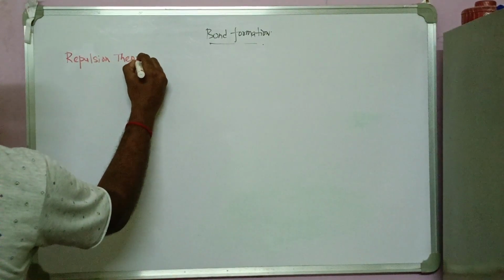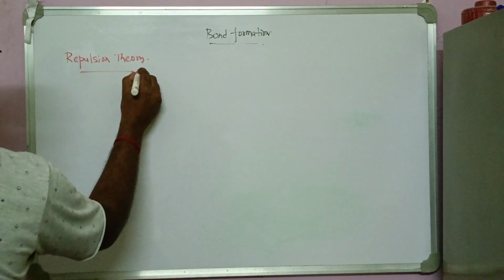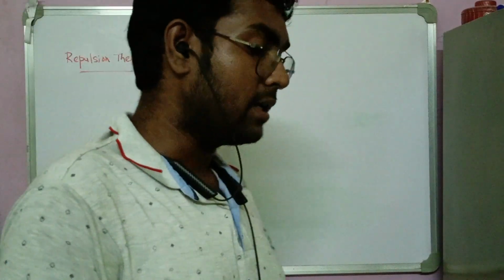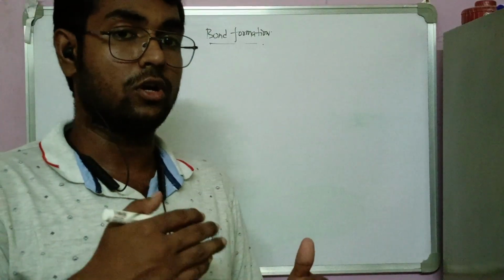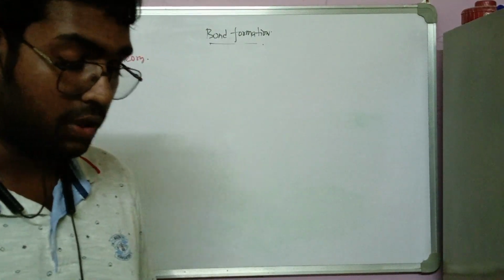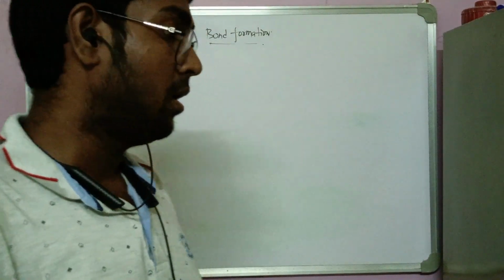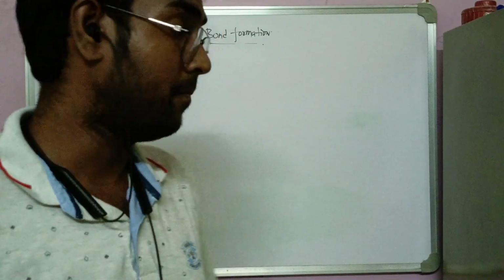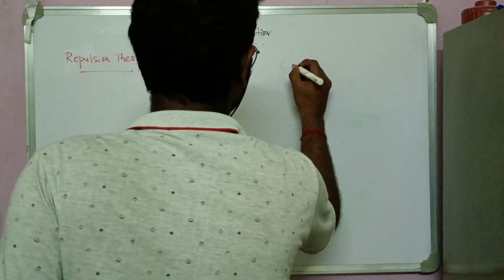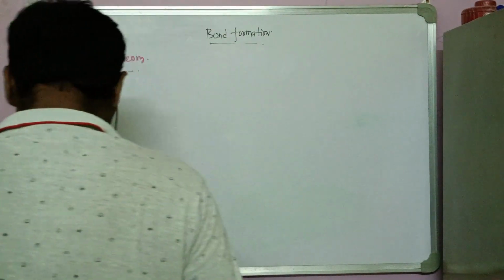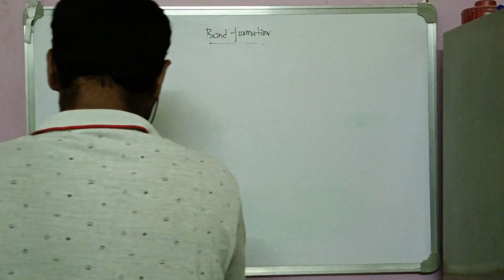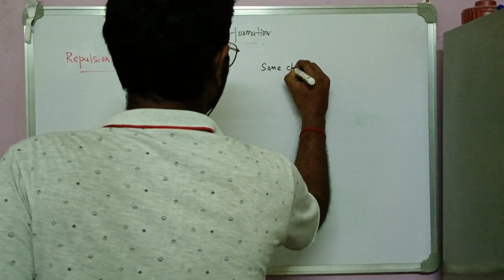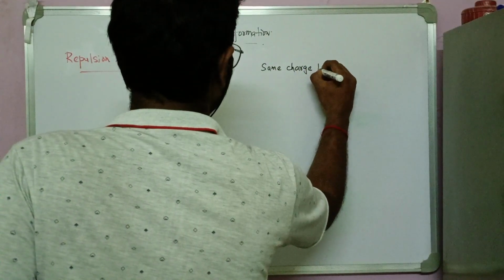Repulsion theory. So you all know about the electron densities, that an electron density, or we can say the electronic cloud, is negatively charged. We all know that the electrons are negatively charged. So if the electrons come closer, then they should repel. Same charge repels each other.